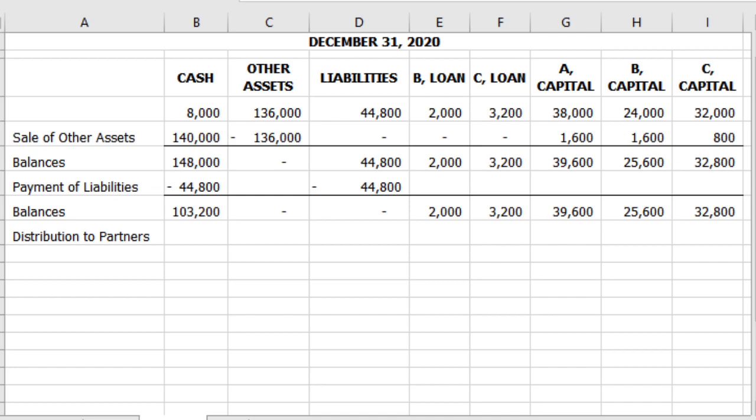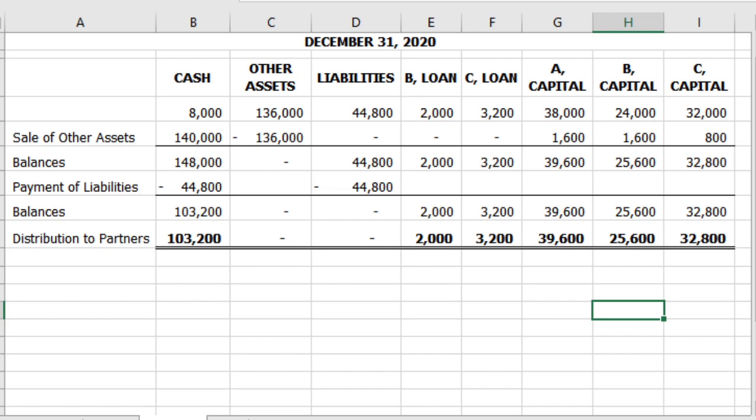Again, take note na pag i-distribute na natin yung remaining cash na 103,200, hindi na natin gagamitan ng profit and loss ratio. So, kung ano yung naka-indicate or kung ano yung amount ng capital nila or yung capital balance nila, yun na yun agad. So, yun na yung makukuha ng mga partners. So, ang gagawin lang natin, kukopyahin lang. Like this. So, yan. Ganyan na ang magiging itsura ng ating statement of liquidation.